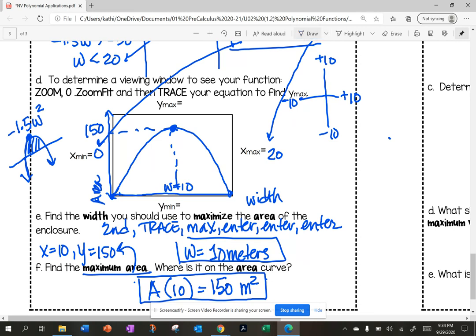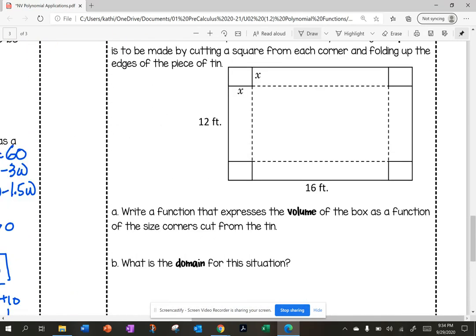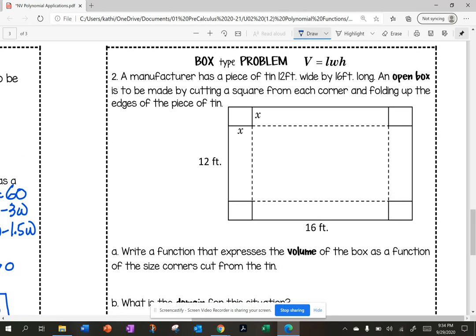All right, so let's try a box problem. I'd have a piece of paper to show you physically what we're doing. On this box problem, a manufacturer has a piece of tin 12 feet wide by 16 feet long. An open box is to be made by cutting a square from each corner and folding up the edges of the piece of tin. Okay, so we're going to cut out the 4 corners. And the corners are a square, so the corners are the width or length of x.